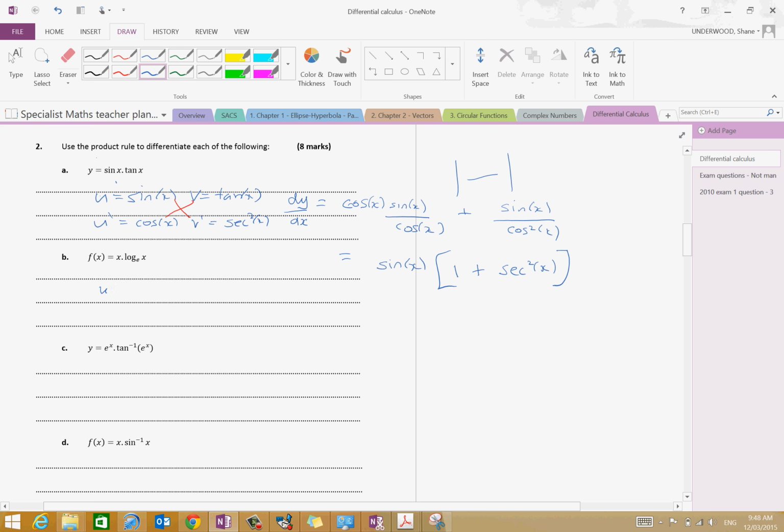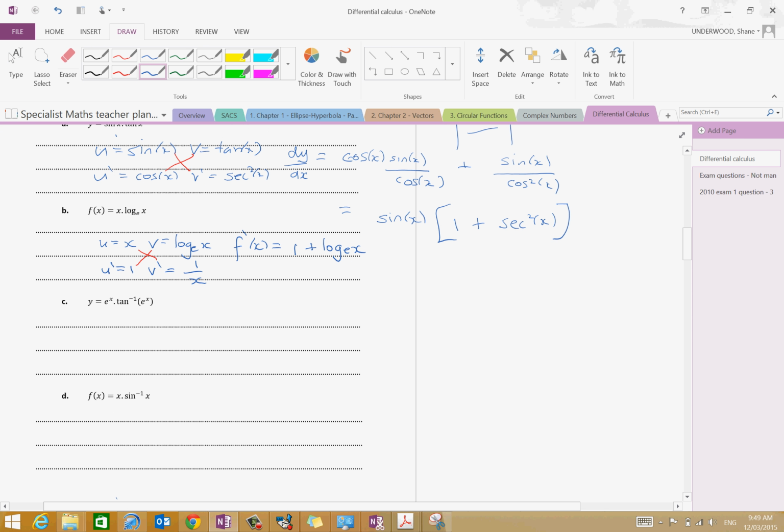This time, what are we doing? We're letting u is equal to x, v is equal to log e to the x. u dash is equal to 1, v dash is equal to 1 on x, and therefore I'm doing the same thing. I'm just adding the product of both of those. So f dash of x is equal to x times 1 on x is 1 plus log e to the x. Yes? Awesome.